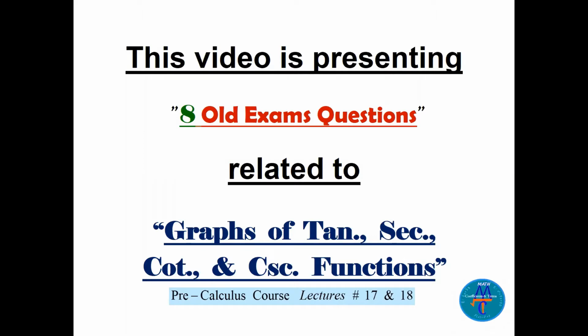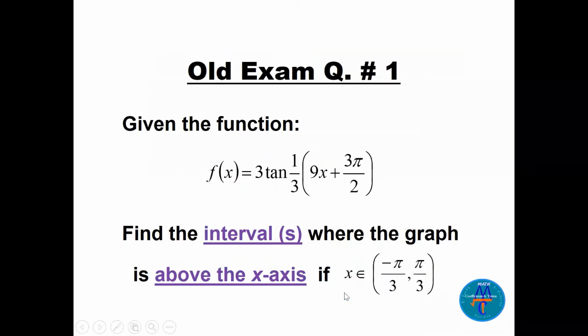In this video, I'm presenting 8 old exam questions related to graphs of tangent, secant, cotangent, and cosecant functions from lectures 17 and 18. Question number 1, we have a tangent function, f of x equals 3 tan of 1 over 3 bracket 9x plus 3 pi over 2.